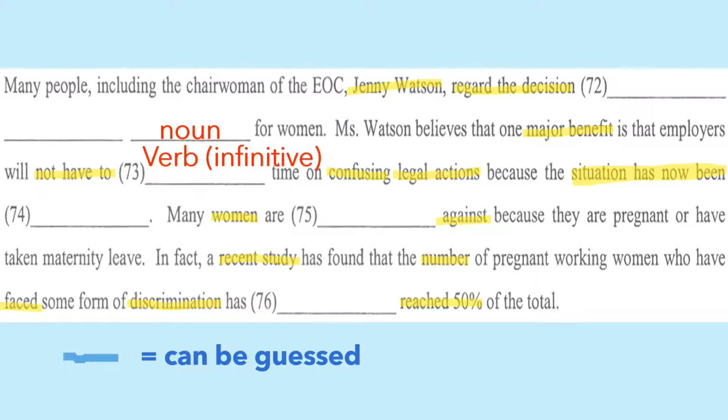Okay, we will not have to infinitive, so no need to change the verb. Put a verb there. 74 has now been verb plus PP because this is passive voice. Someone needs to deal with the situation. Many women are, we need an adjective, and this is one of the answers you can guess. So what kind of wrong thing happened to the women when they are pregnant or have maternity leave? What is it that is not fair?